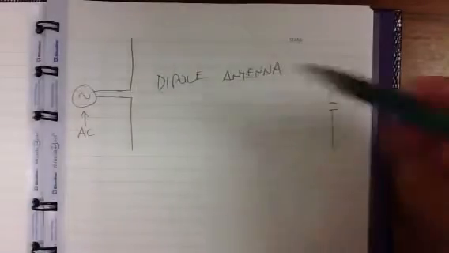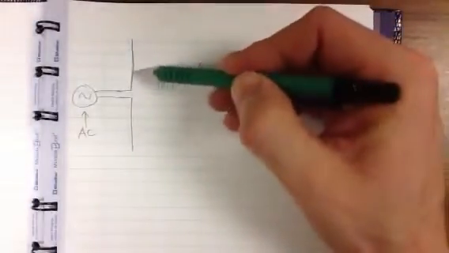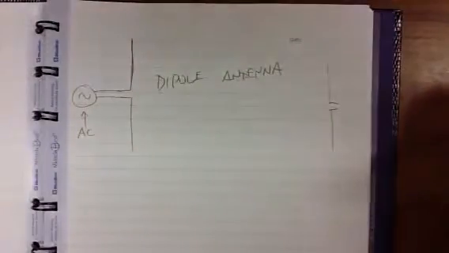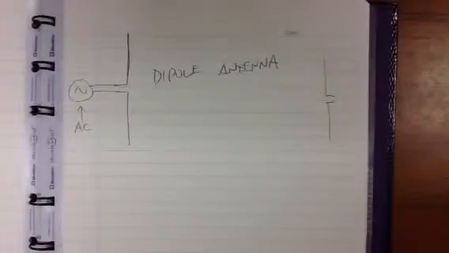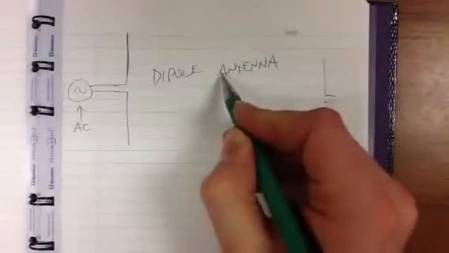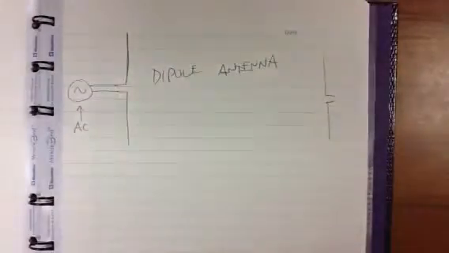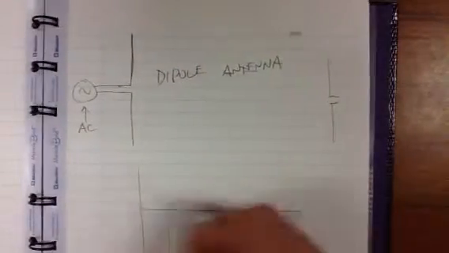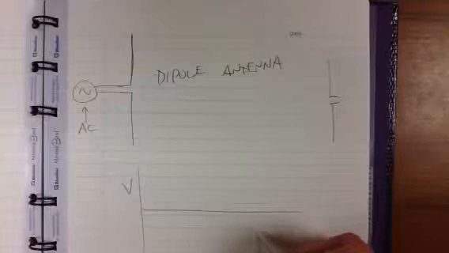But why is an antenna a particular length? And does it make any difference? The answer is yes. So I want to talk about why an antenna is a particular length. To understand that, we have to look at voltage over time.